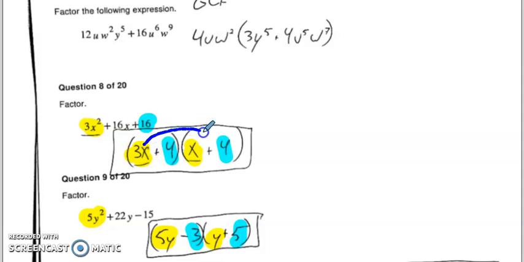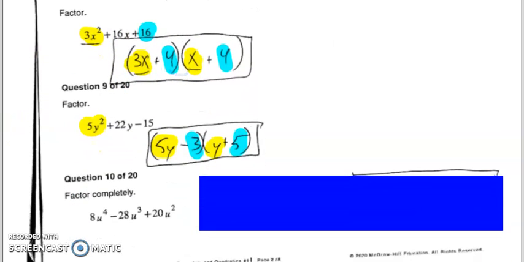And then when we double check, you always have to check for the middle term. We want it to be 16. So 3 times 4 is 12. 4 times 1 is 4. 12 and 4, yeah, that makes 16.